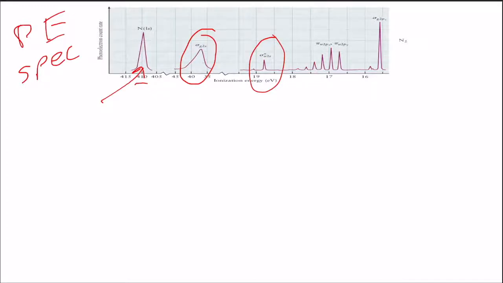And then the question is, do we see the sigma u or do we see the pi u? Sorry, the sigma. Do we see the sigma or the pi? What we find is that we have the pi u's before the sigma g. So that confirms that for elements like nitrogen, with smaller atomic number, this is going to be the case. Okay, fine. Now let's look at the next element, for example, oxygen.